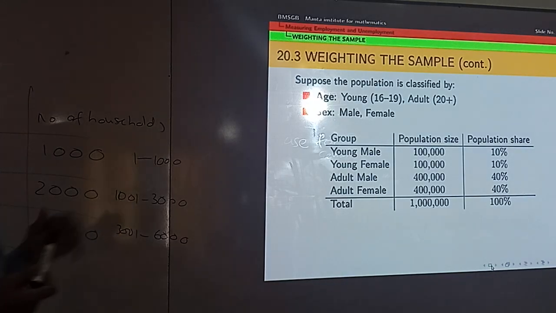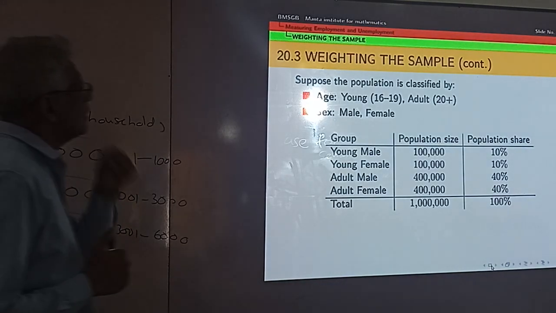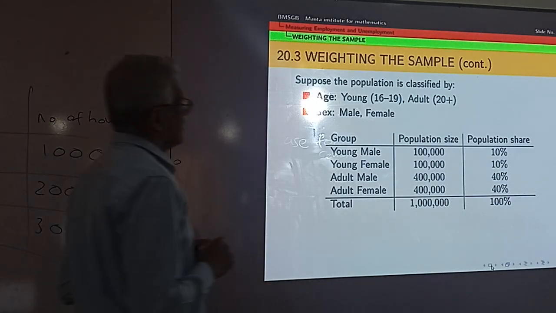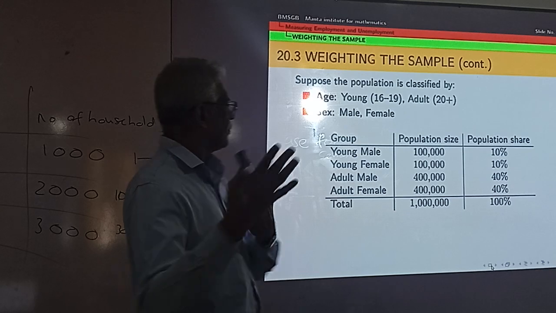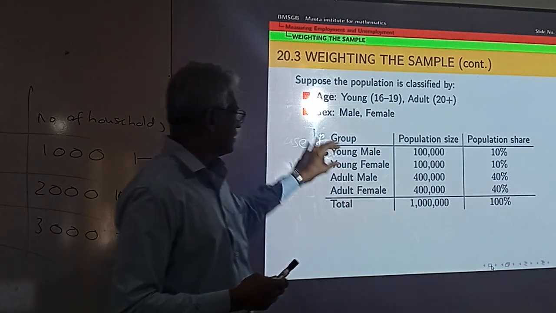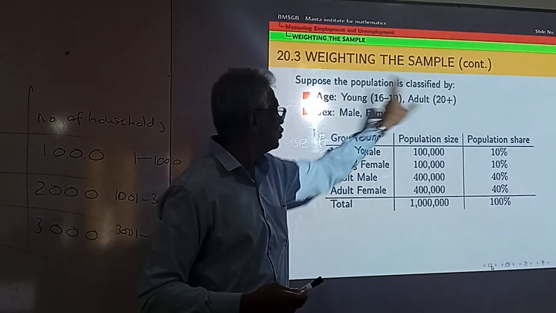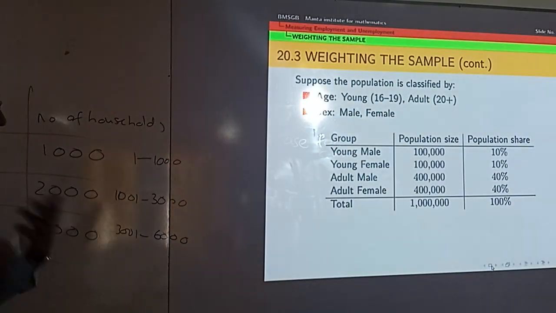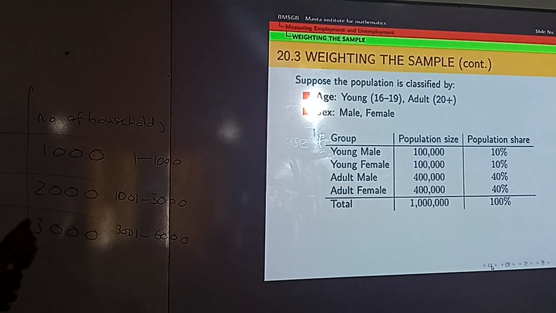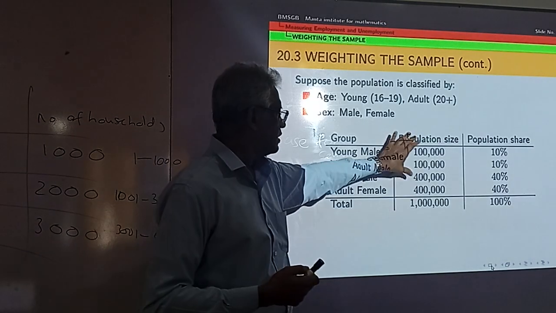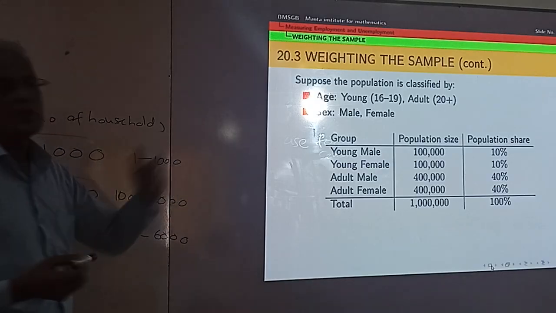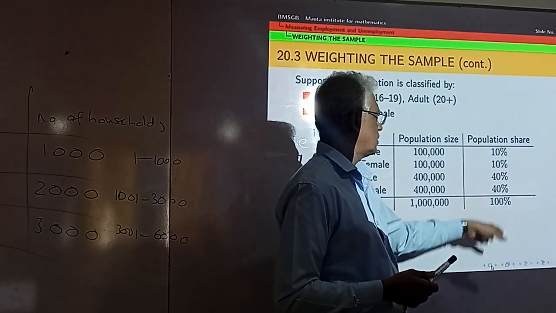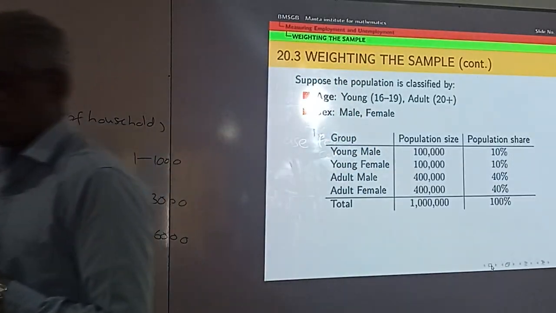For example, this is an example. Suppose the population is classified by age and gender, right? Like this. අපි හිතමු අපේ පහුගිය census එකකින් අපි දන්නවා population sizes in the age according to this there are two groups and there are two groups, now altogether 4 groups. So 4 groups are in city the number of people there should be in the population. We know the population share, this should be 10% and so on. That's the population share actual value.